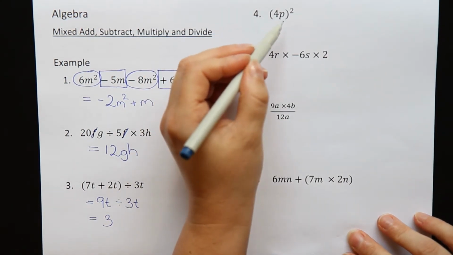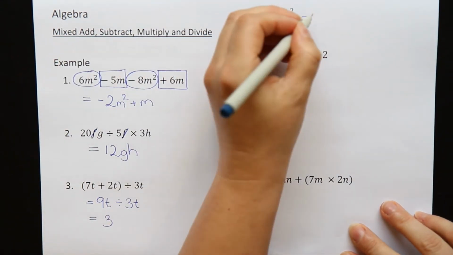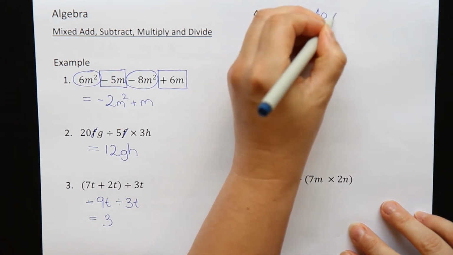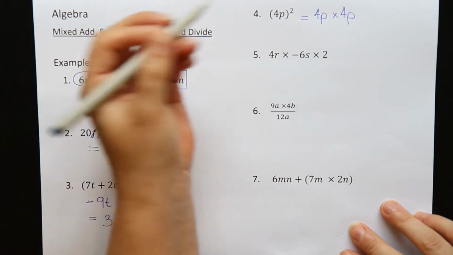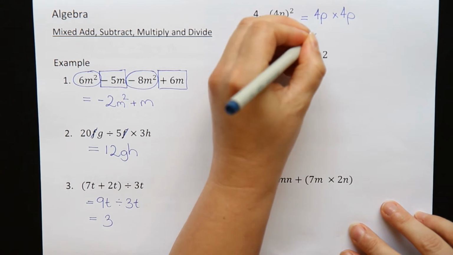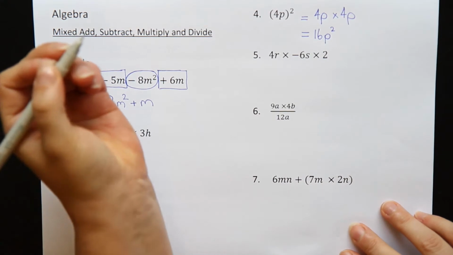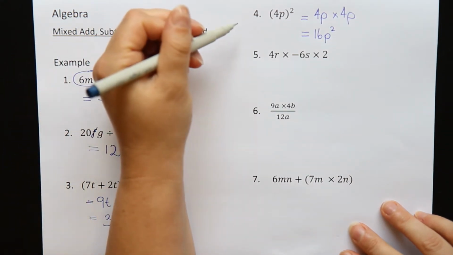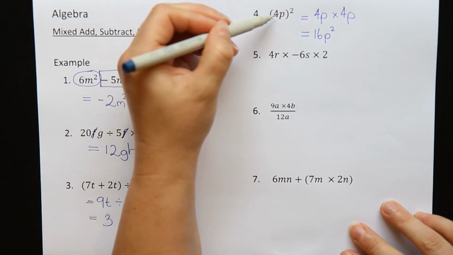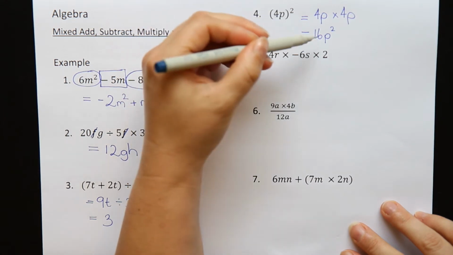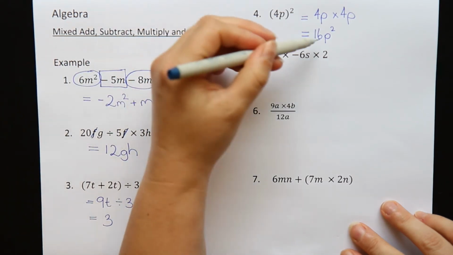4p in brackets, all squared. Now if something is squared, that means it is multiplied by itself. So I actually have 4p times by 4p. That's what 4p squared means. So 4 times 4 is 16, and p times p is p squared. Now there is a shortcut to these kinds of questions, which is if you have something in brackets that is squared, you need to do the number to the power of 2. 4 squared is 16, and you also need to square the letters, so p squared. Okay, so it's a shortcut for next time.